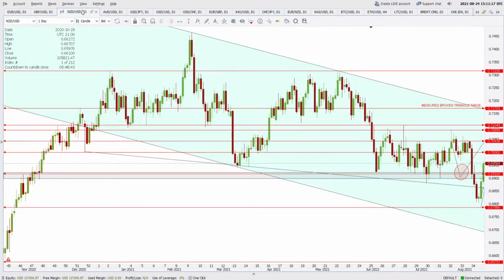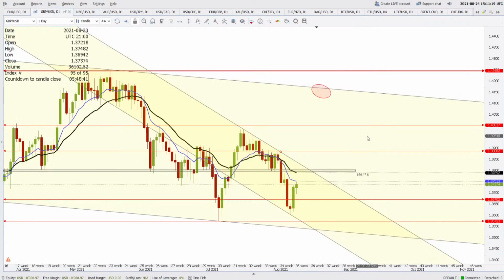Okay, talking about the New Zealand. On the downside we have support at 1.3670 and 1.3572. On the upside we have immediate resistance at the 1.3800 level.